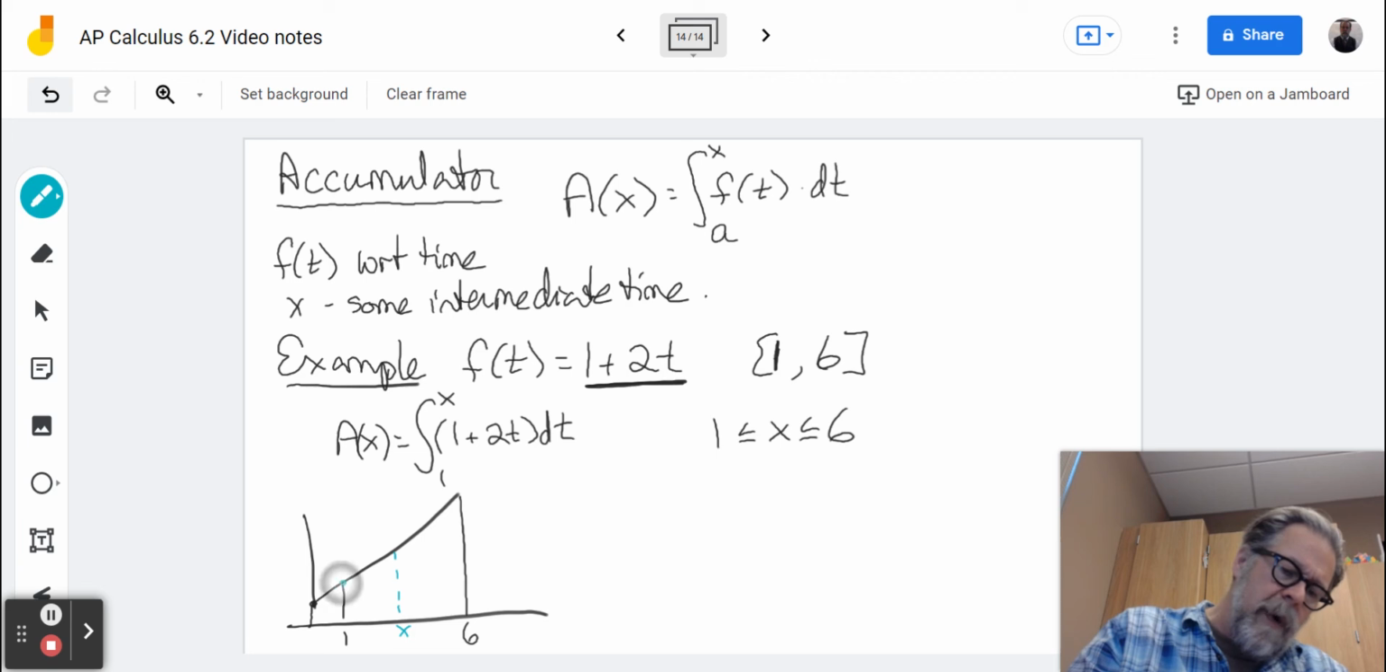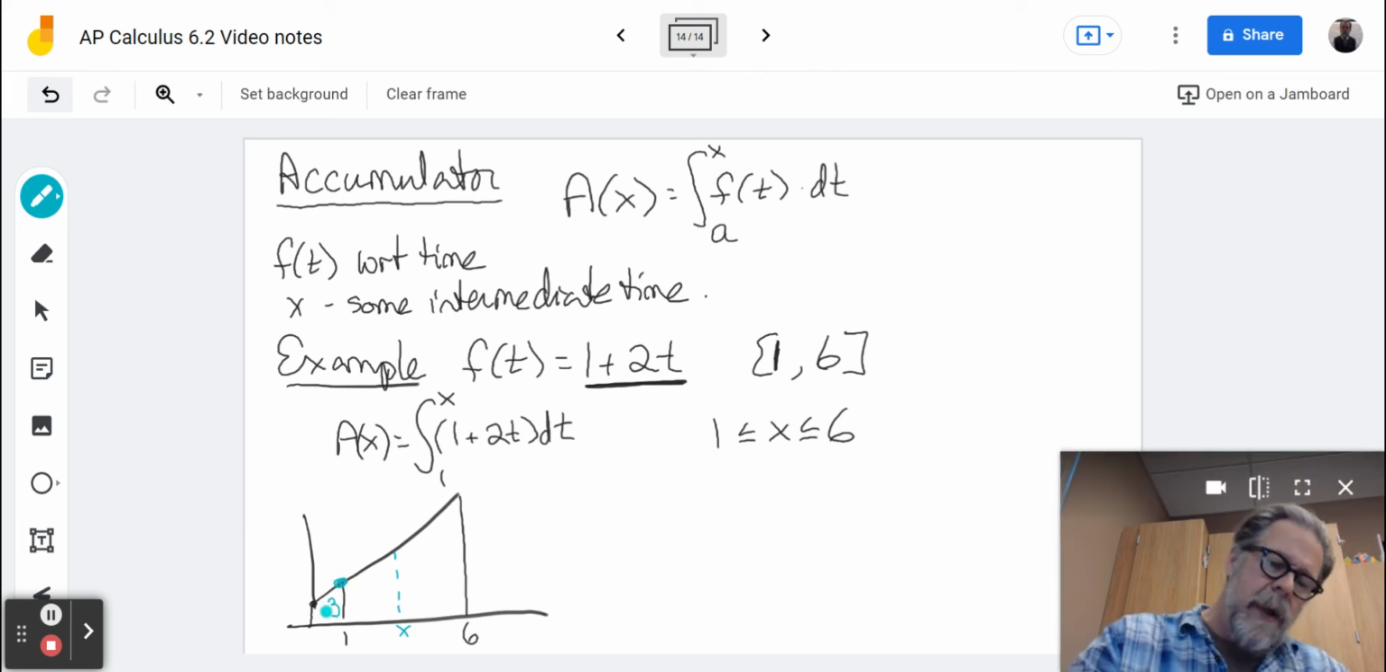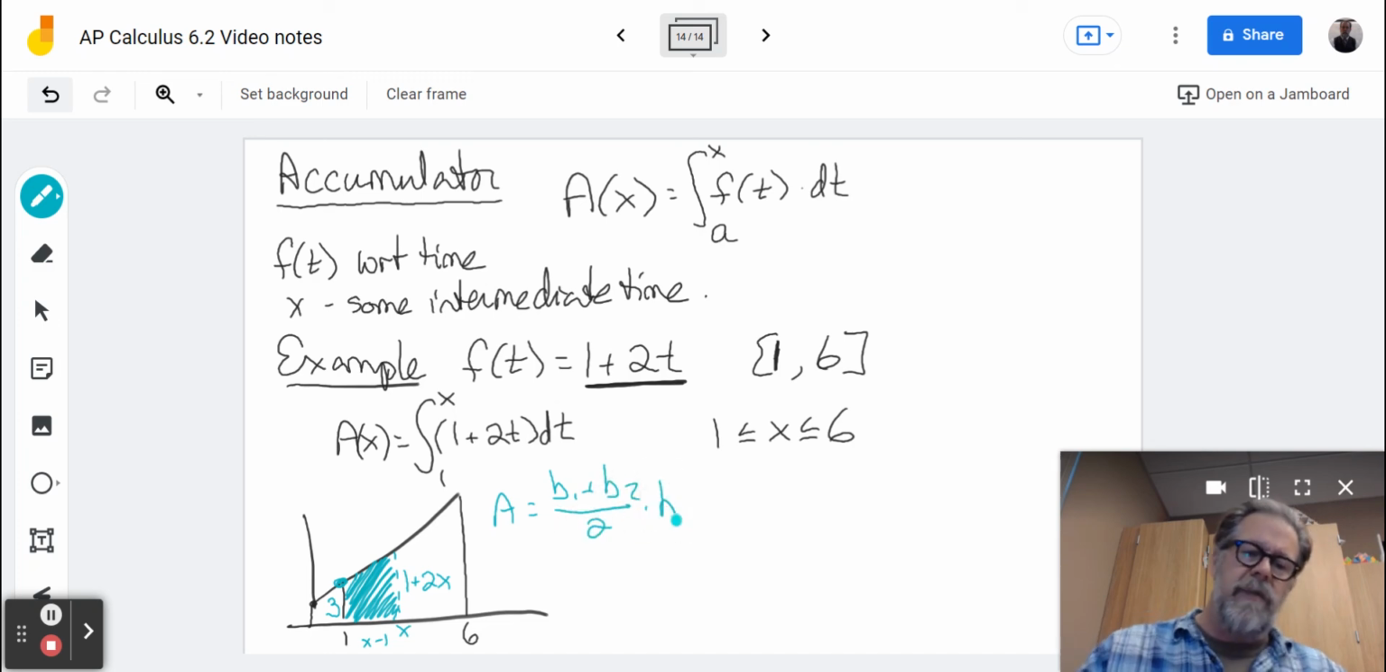So let's take a look. What do we know about right here? Well, this is height 3. What do we know about right here? This is height 1 plus 2x. And this is width x minus 1. We have a trapezoid. Remember that the area of a trapezoid is base 1 plus base 2 divided by 2 times the height of the trapezoid.